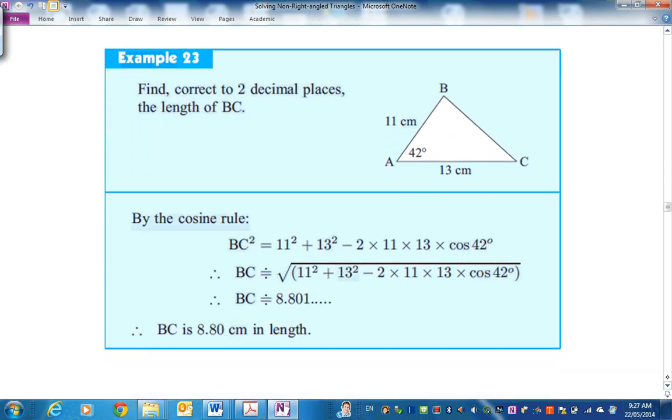Here we are. Find correct to two decimal places the length of BC. Can you do it with a sine rule? No, because you don't know other angles. So can you use a cosine rule? Yes. The square of any side is the sum of the squares of the other two minus twice their product by the cos of the angle opposite. If we go through that process, we have BC is approximately that, which is 8.80 in two decimal places.